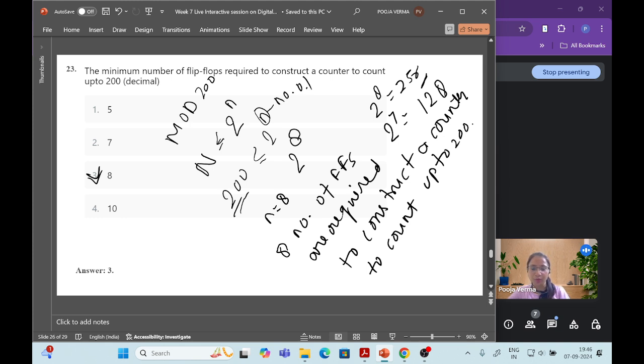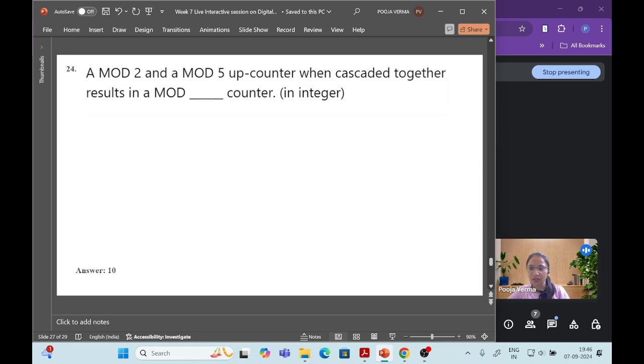I hope you understand it. So moving to the next question. The next question is: a mod 2 and a mod 5 up counter when cascaded together results in a mod what counter? What will be the result?